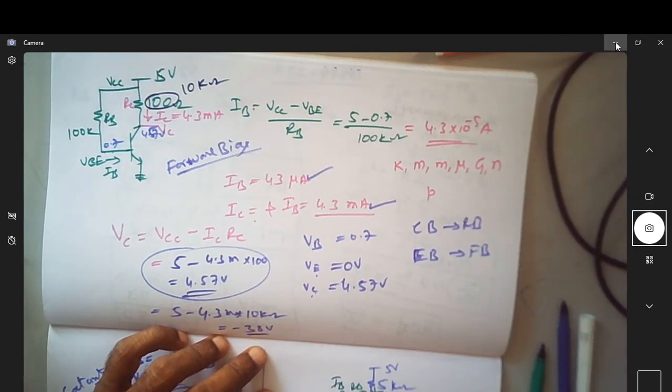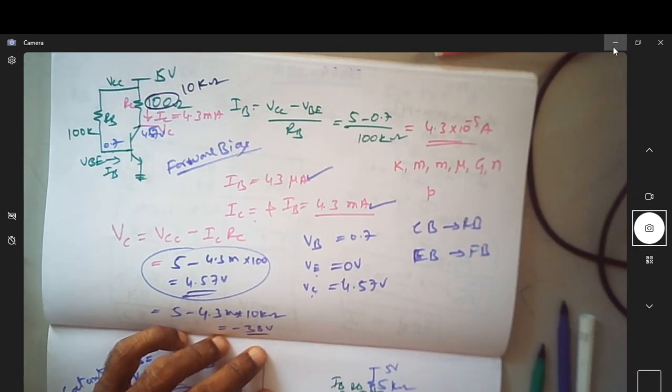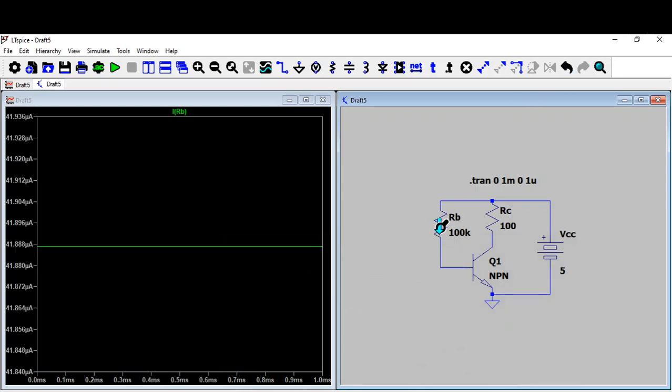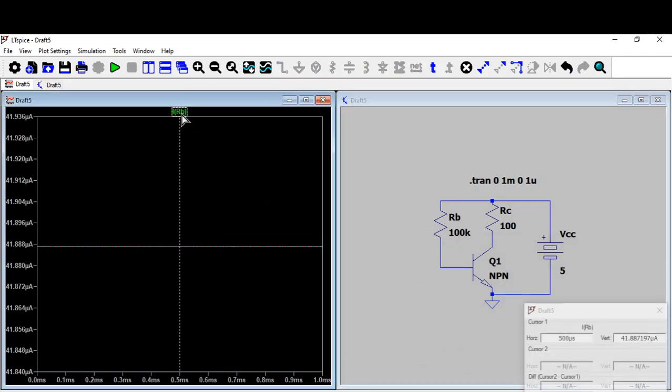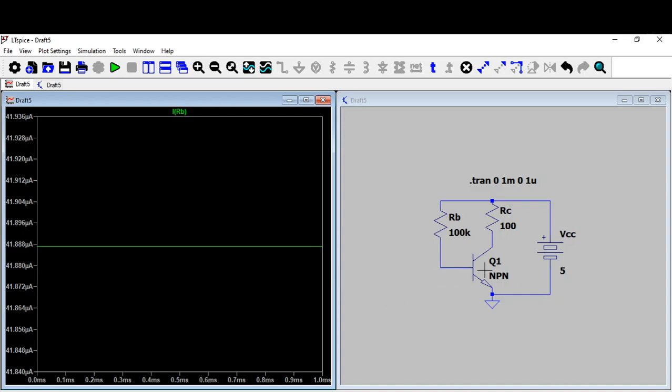this is 100k, and so on. So we are supposed to get 43 microamperes. Let us see how much is the current that we are getting. Okay, we are getting a current of 41 point something. Now, before that we need to do one more parameter.